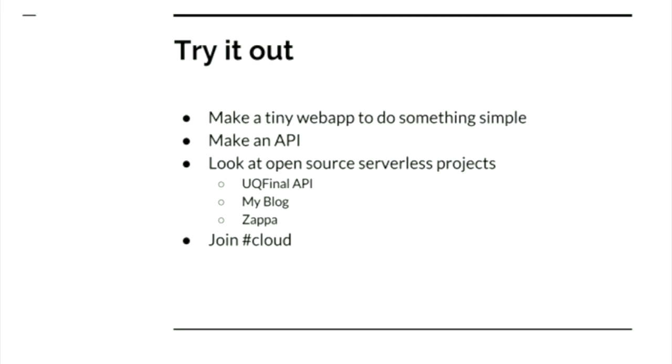Some open source ones, to blow my own horn here. UQ Finals API is entirely run on Lambda, which was great because the first day I deployed it, someone decided they'd see if they could kill it. 60,000 requests in half an hour, and it cost me 12 cents to deal with that. And nothing fell over, and I was very happy.